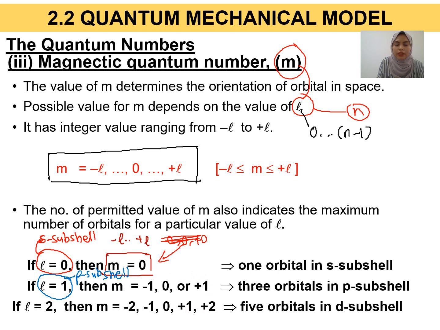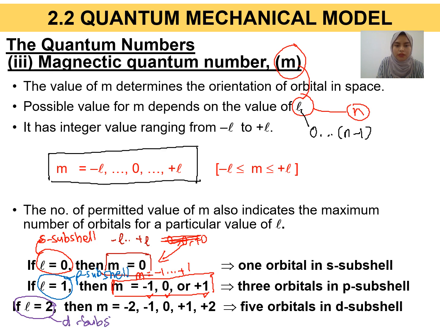So, the possible values of M for L equals to 1 will be -1 until +1. That means you will have -1, 0 and +1. So, how many numbers are there from the possible values of M? There are 3, right? 1, 2, 3. That means there will be 3 orbitals in P subshell. Next, let's move on to L equals to 2. For L equals to 2, it is the D subshell.